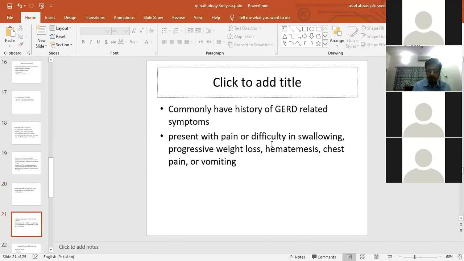Commonly, these patients will have a long-standing history of GERD or GERD-like symptoms, and they will present with difficulty in swallowing, obviously because of stricture formation or narrowing of the lumen, progressive weight loss, hematemesis, chest pain, or vomiting. Chest pain you generally see in conditions where, unfortunately, the tumor has spilled over into the adventitia and spread.